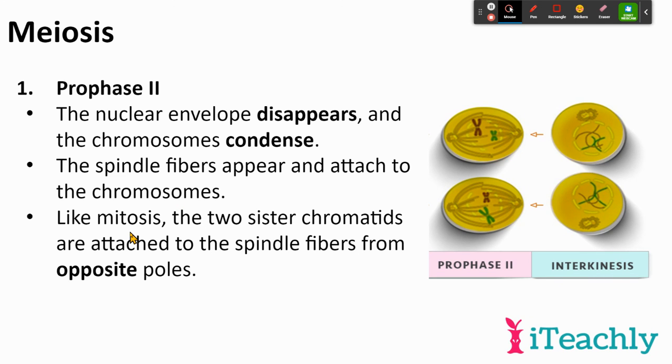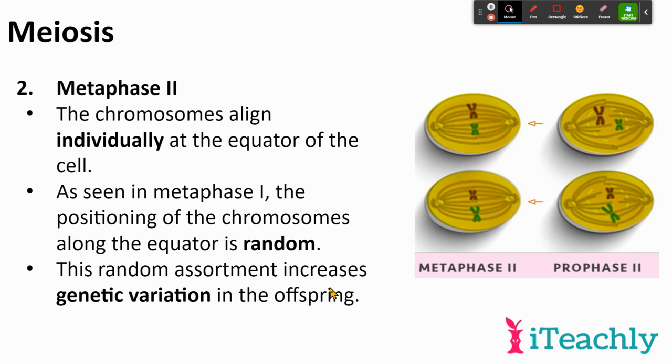Okay. Prophase 2, the nuclear envelope disappears and the chromosomes condense. The spindle fibers appear and attach to the chromosomes, right? So here's the spindle fibers being formed here. And like mitosis, the 2 sister chromatids are attached to the spindle fibers from opposite poles, right? So they're going to pull them apart at those poles eventually. Metaphase 2, the chromosomes align individually on the equator, so they're not in tetrads anymore, right? So last time they lined up, they were in tetrads. Now they're just sister chromatids.